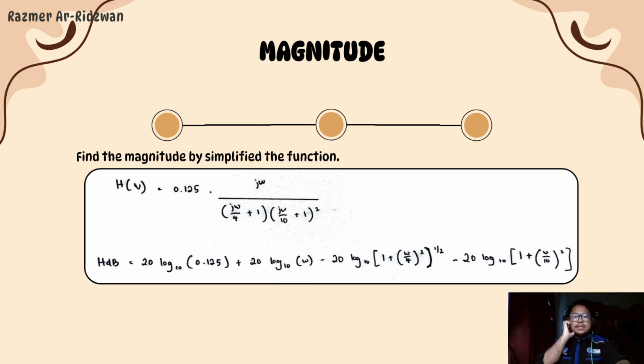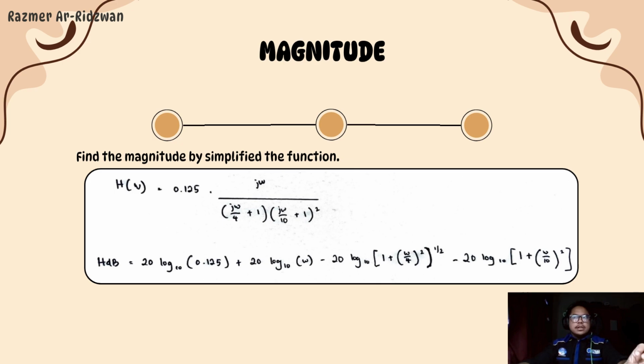Today I will be presenting a bit about the magnitude and Bode plot. Let's begin with the given transfer function, H(omega) equals 0.125 multiplied by j omega divided by (j omega over 4 plus 1) multiplied by (j omega over 10 plus 1) to the power of 2. This function looks complicated, but we can simplify it to make it easier to find the magnitude. To find the magnitude in decibels, we use the formula H dB equals 20 log 10 |H(j omega)|.